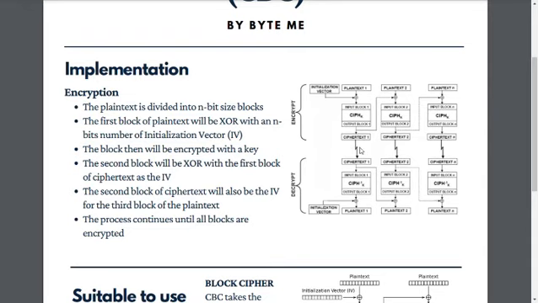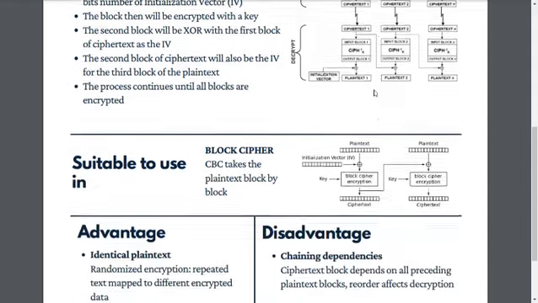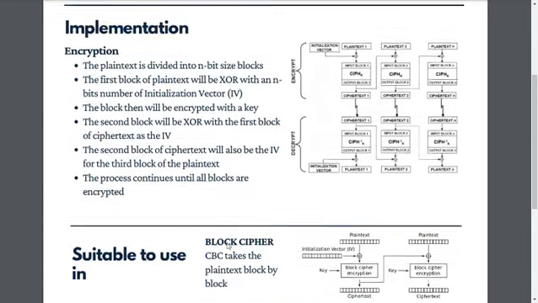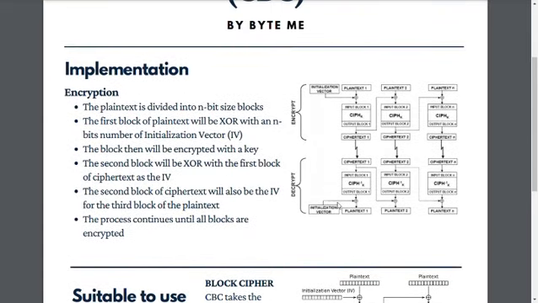So it shows that these two will have different outcomes even though the value for plain text 1 and plain text 2 is the same. In terms of efficiency, it is proven to be secure based on the block cipher having desirable properties and random IVs being used.